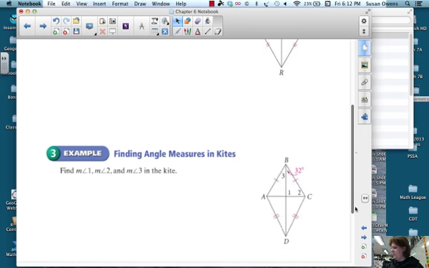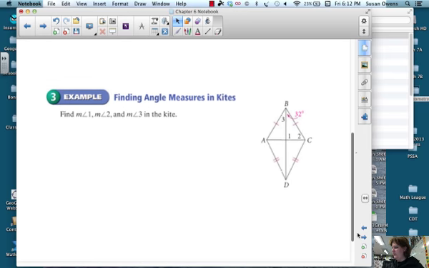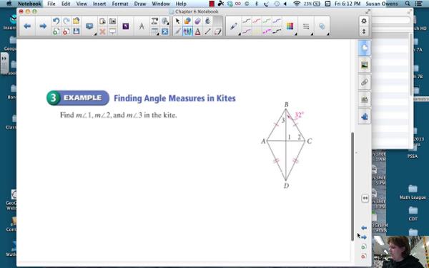But there's a problem at the bottom. It's just an algebra problem, so I'll do that one. It says find all the angle measures, angles 1, 2, and 3 in this kite. So if this is a kite, that means that these are right angles, so measure of angle 1 is easy. And that means that all the angles add up to be 180, so the angle 32 and 2 are supplementary. So the measure of angle 2 is going to be 58 degrees.